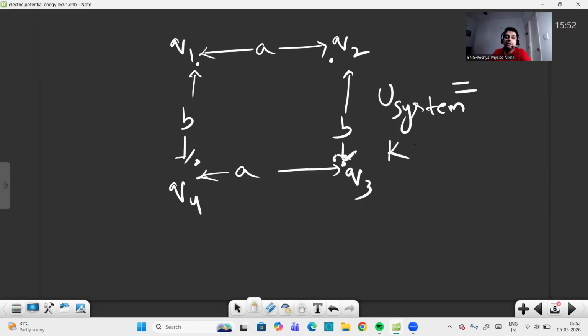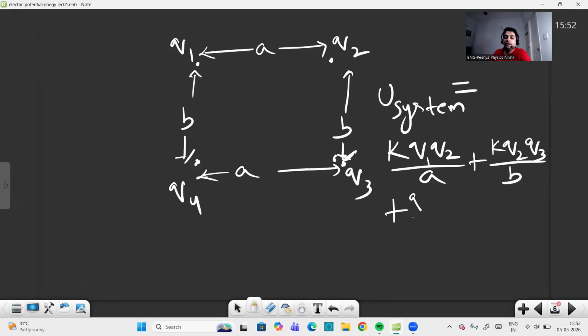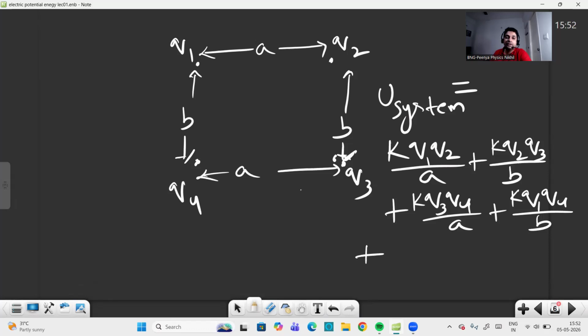K Q1 Q2, distance between them is A, plus K Q2 Q3, distance between them is B, plus K Q3 Q4, distance between them is A, plus K Q1 Q4 by B, and the diagonal pairs.